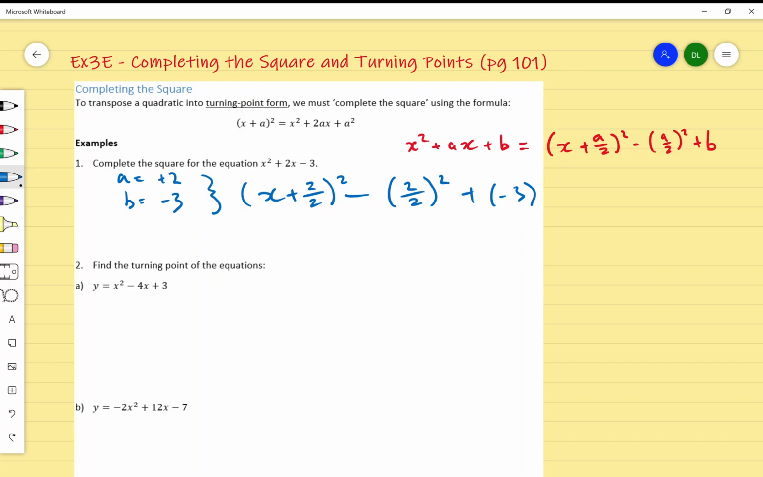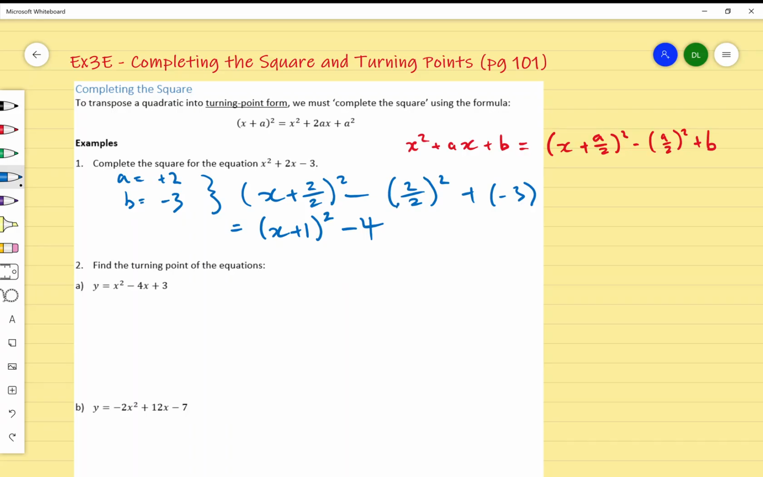Okay, now I simplify, which equals x plus 2 over 2. How do I simplify that? x plus 1, thank you. I square that, and I get minus 2 over 2 is 1. What's 1 squared? 1. And then plus negative 3, I'm going to write minus 3. Are we okay if I replace that with a minus 4 instead? So I get that instead? Yep, so instead of minus 1, minus 3, I'm going to write minus 4.